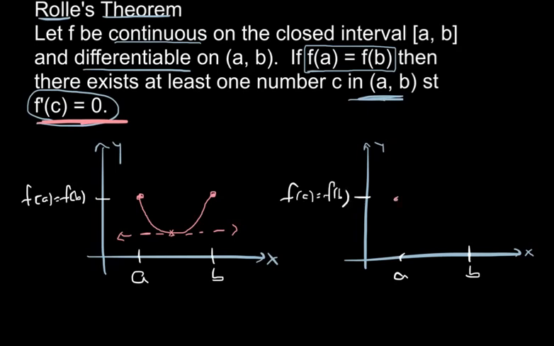Now Rolle's theorem promises at least one place, there could be more than one. So for example, our function can do something like this, where we have two places where the derivative is equal to 0.